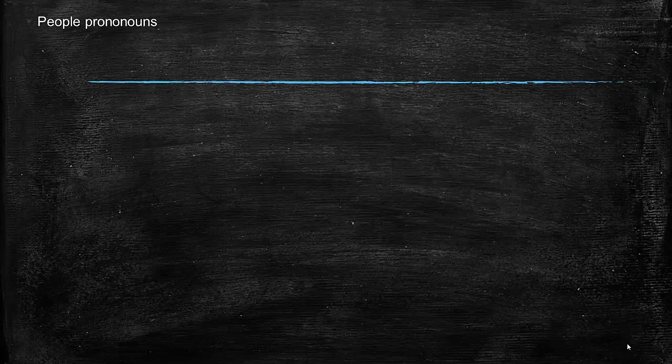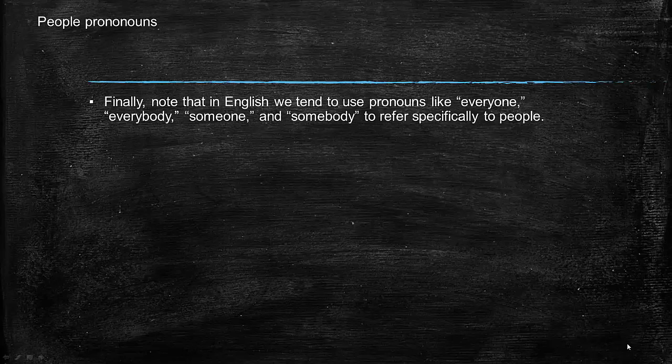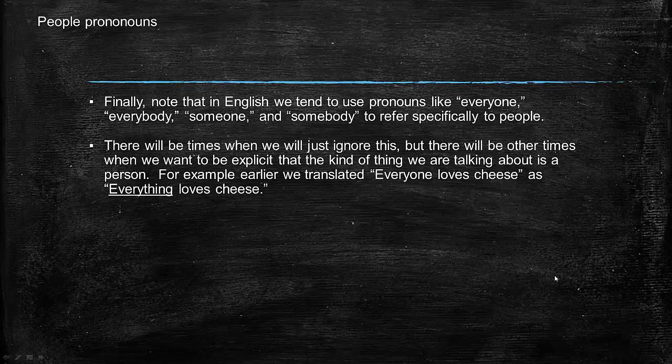Okay, finally, just return to this idea of pronouns that tend to be used to indicate people. I noted earlier that sometimes we'll just take a word like everyone or everybody or someone and simplify it and act as if it means everything. But usually in English, we don't mean everything. We usually mean these things to refer specifically to people. So sometimes we'll just ignore this, but there'll be other times when we want to really be explicit.